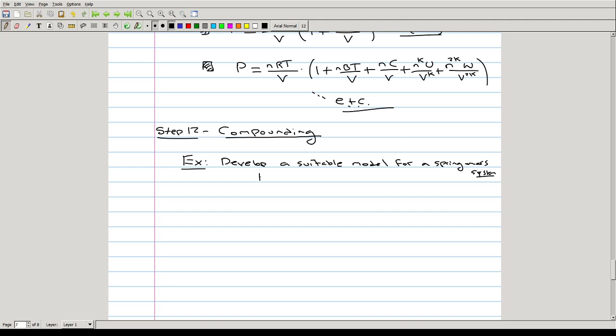This describes the motion of a mass M and spring of stiffness K and its motion about its equilibrium point. Back and forth, back and forth, back and forth. So once we have this successful model, which you should hopefully be familiar with, we can then compound it.